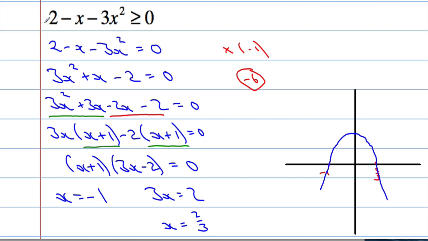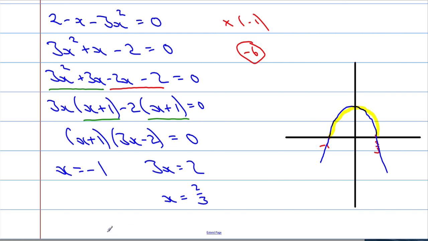Now I'm asked the question, where is this graph greater than or equal to 0? Let's go for the highlighter. It's greater than or equal to 0 all along here. This is all bigger than 0, isn't it? So what values of x? Well, x is greater than or equal to -1 and less than or equal to 2/3. So any value of x in here makes the graph greater than or equal to 0.